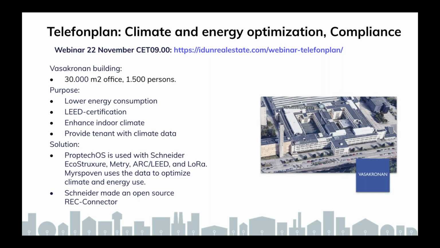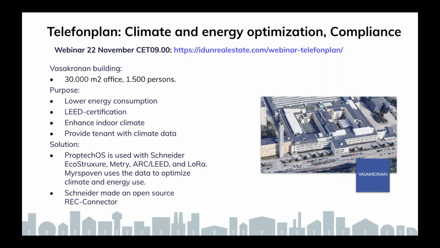It was 1.5 years ago when Schneider introduced, since Vasakronan is, I think, in the top five large property owners in Europe, and of course running lots of Schneider systems. Vasakronan was invited to meet Jean-Pascal Tricot, the global CEO of Schneider, and we were bold enough to tell Schneider, and the head of R&D of EcoStruxure was in the same meeting, that we think you should do this, and he said, yeah, good idea, let's do that.